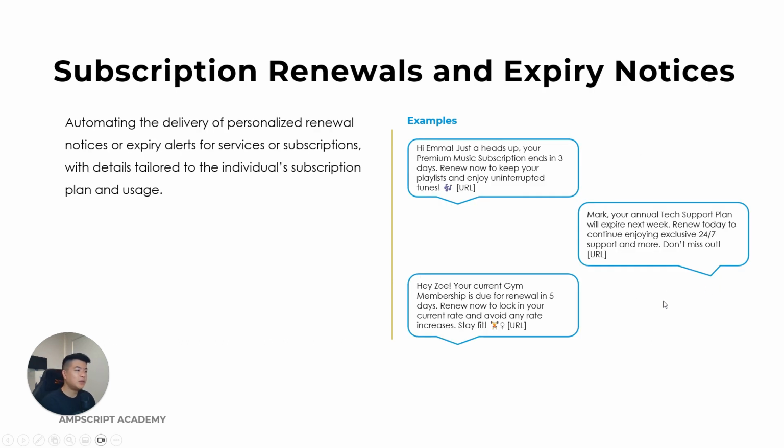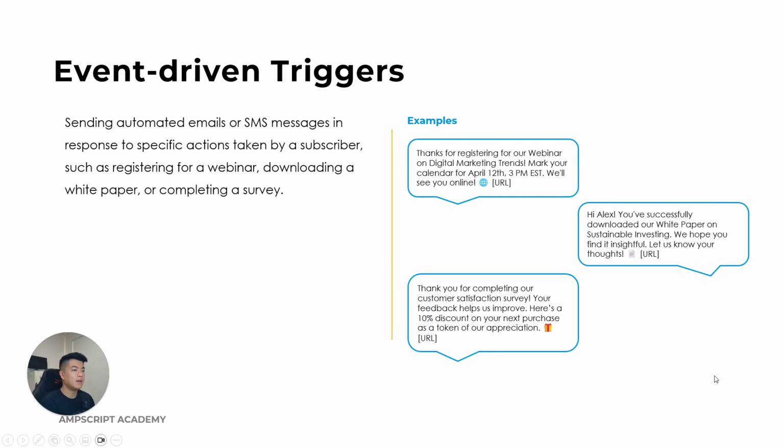Subscription renewals and expiry notices. Again, you're playing with dates. Every date will be different for a customer. Every duration of the membership can be made dynamic. Event-driven triggers. So thank you for registering at this specific webinar or this specific event. That event variable is dynamic. What else is there? Yeah, same thing, very similar, right? After they complete a survey or download a specific PDF, you can make that dynamic there.